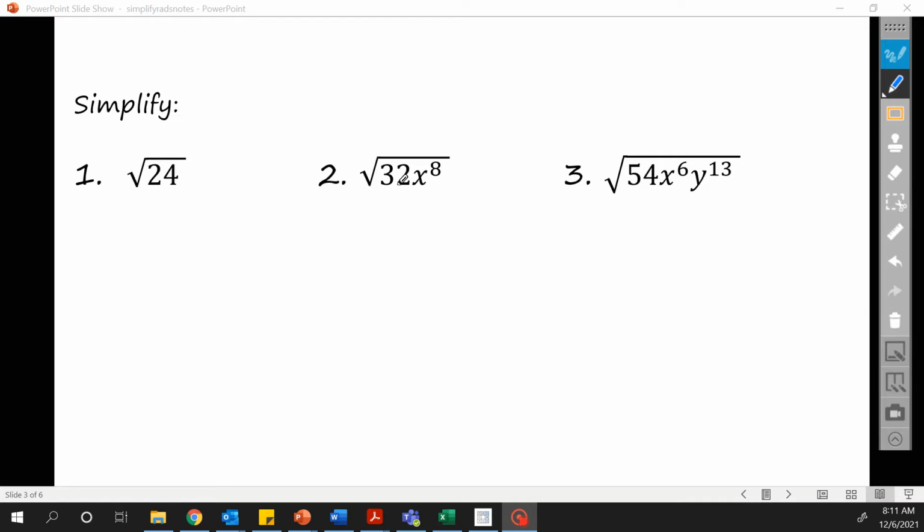Now look at number 2. We actually have to do this in 2 different parts because we have the square root of 32 x to the 8th. I first need to find out what the square root of 32 is, how to simplify that, and then I need to simplify the square root of x to the 8th.